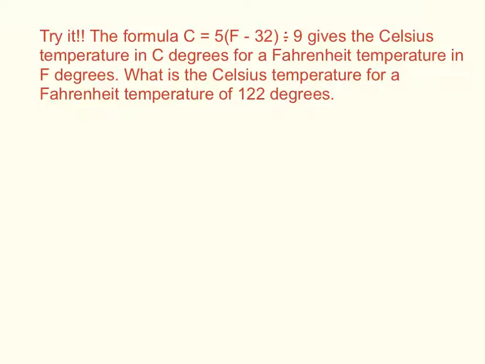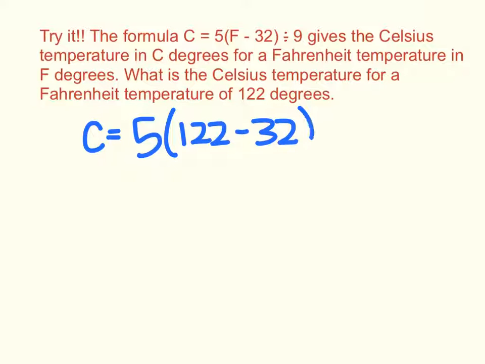Okay, hopefully you paused the video and tried it on your own. Let's see how we did. So I don't know my Celsius. That's what I'm looking for. That's okay. So I'm going to rewrite the formula. C equals 5 times, I do know my Fahrenheit, 122 minus 32, divided by 9. So now I'm going to take the parentheses first. 122 minus 32, and that gives me 90.